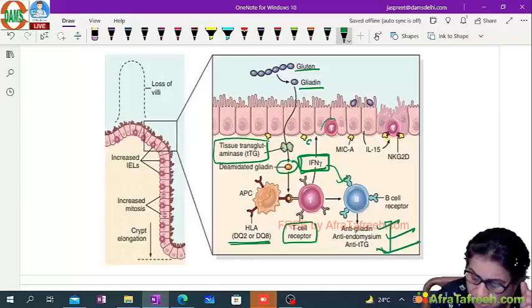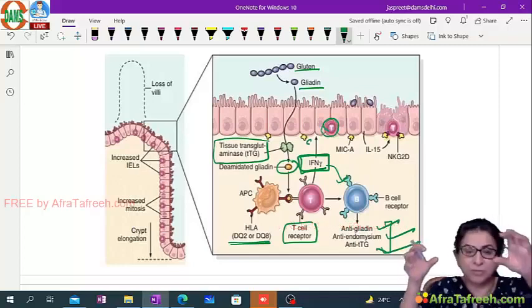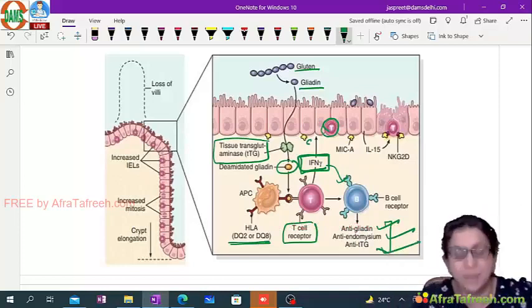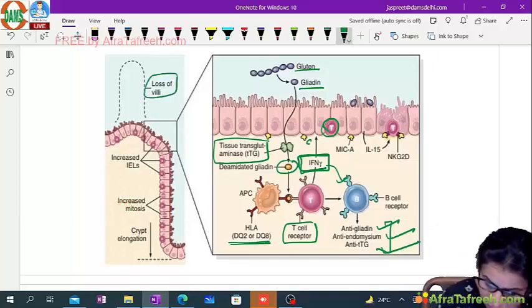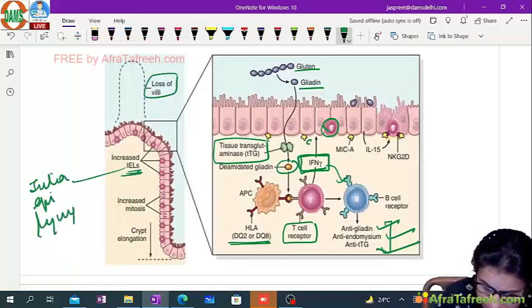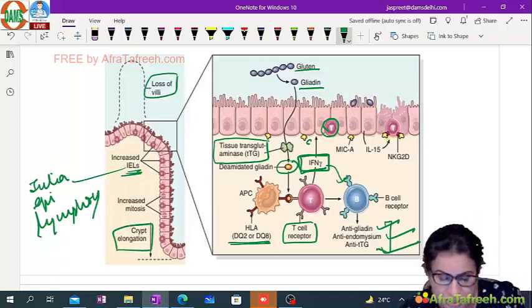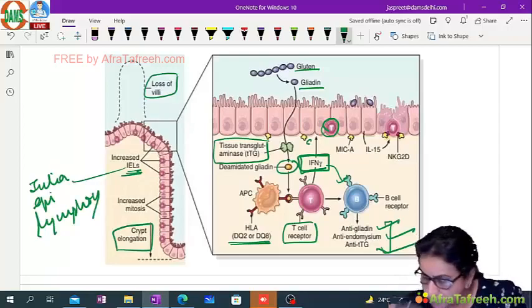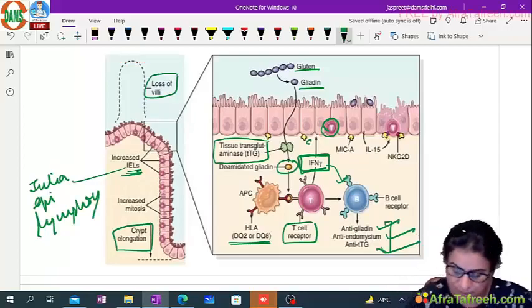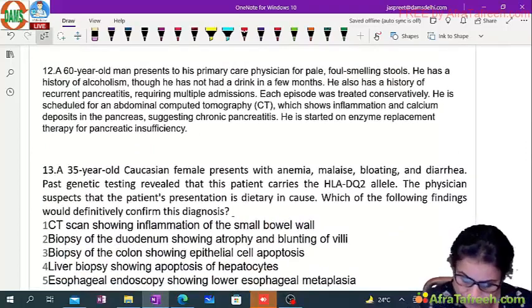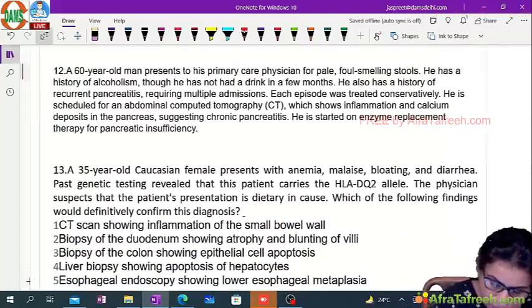This interferon gamma also causes these lymphocytes, these T cells, to come into the mucosa. Which are these T cells? Usually cytotoxic T cells, which damage the epithelium. So now you can see there is loss of villi, increased IELs, IEL stands for intraepithelial lymphocytes, and there is elongation of the crypt. So all these features of celiac disease can be seen here. So this is celiac disease.